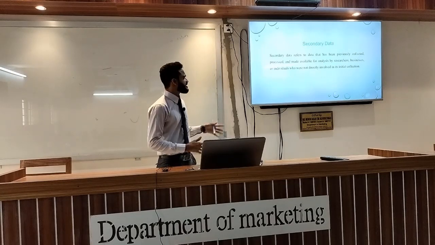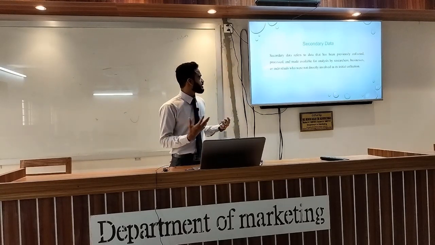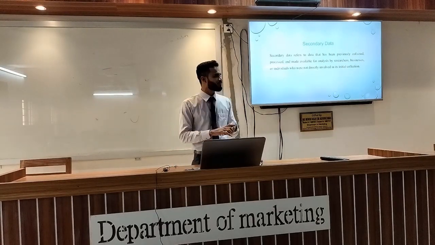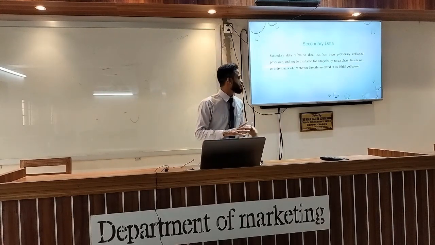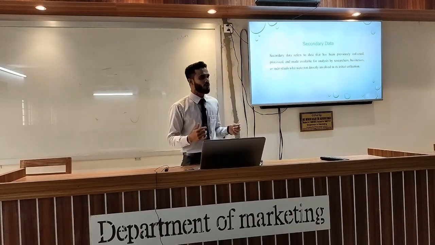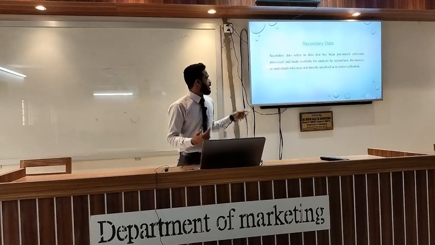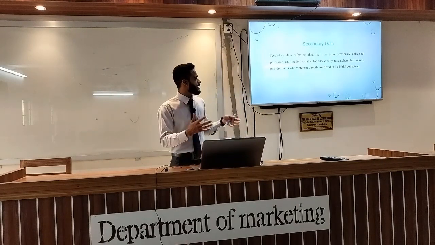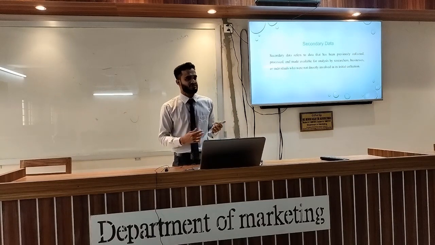Secondary data. Secondary data refers to data that has been previously collected, processed and made available for analysis by researchers, businesses or individuals who are not directly involved in its initial collection. Secondary data refers to the data that can be collected by a business for research.